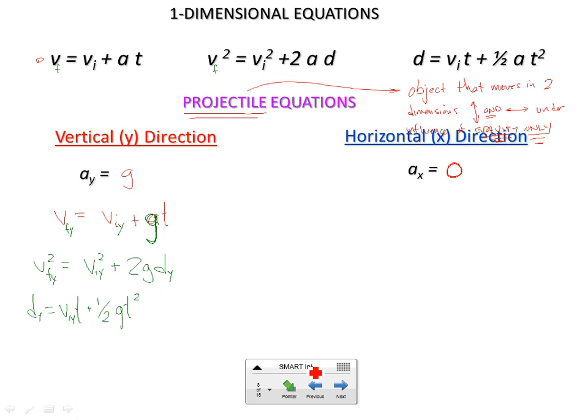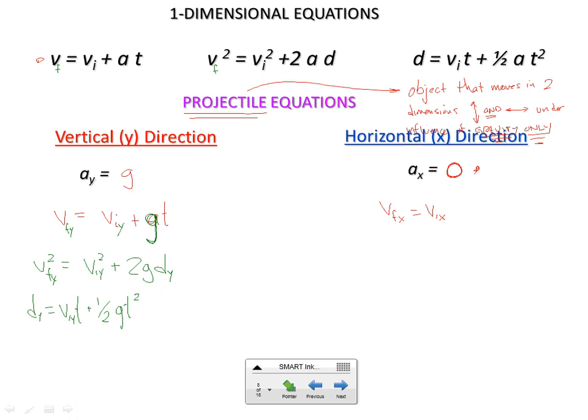All right? Now, if you notice, don't write this down. If you did this, VFX is VIX plus 0 times t, right? AX is 0. Well, all that tells us is this, that the final velocity and initial velocity in the x direction are equal. Well, that's not much of an equation.